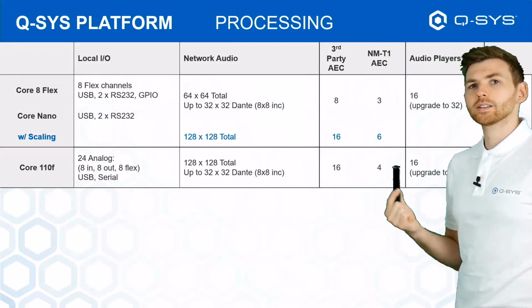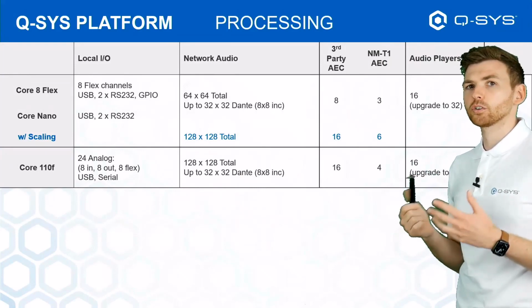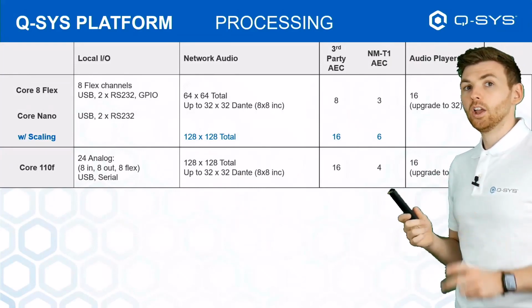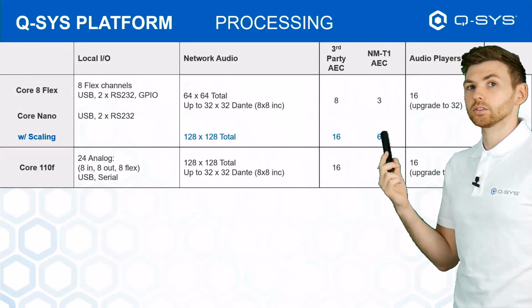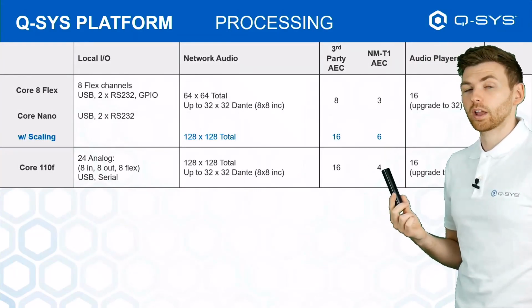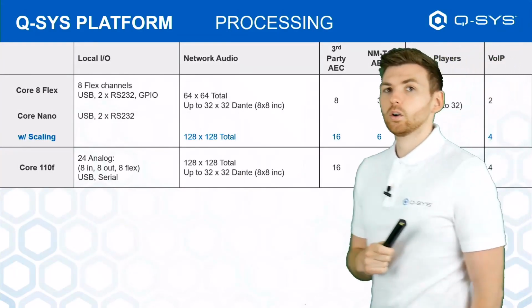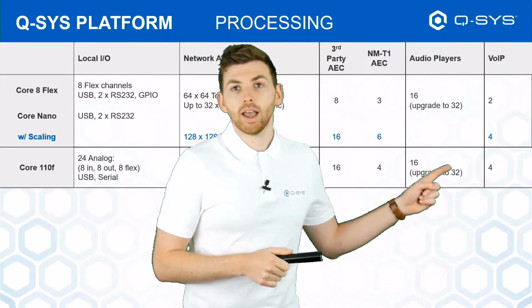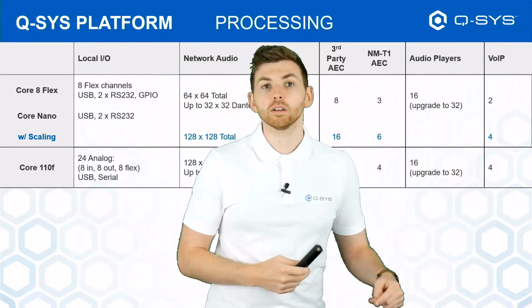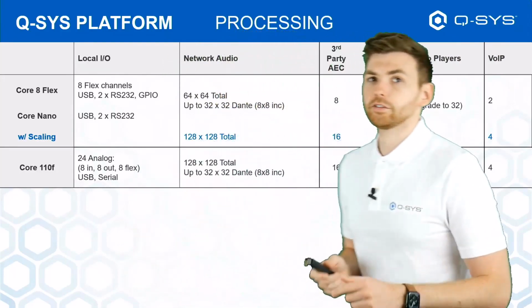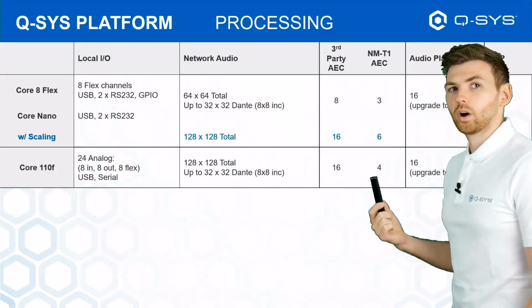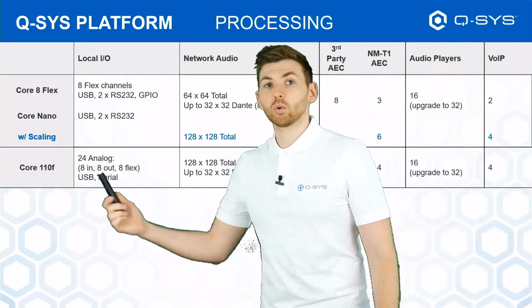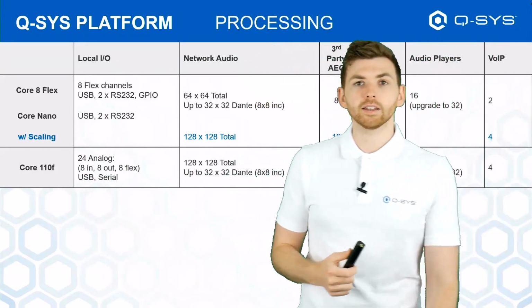Actually, because the Core 110 is just a slightly older product and the processing works in a slightly different way, you can't do 6 NMT ones. You can only do 4, okay? Just so you know. And audio players is the same, and VoIP is the same as the upgraded one as well. So the main difference, other than the NMT one there, is you've just got loads of analog audio here, which can be really, really handy.